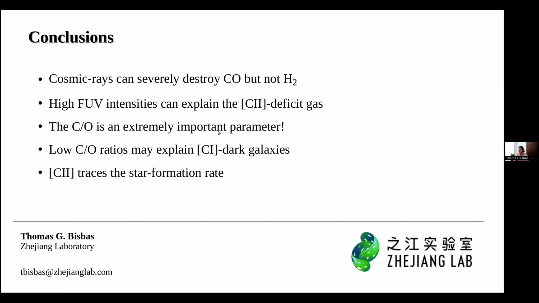So we can say that it's an independent ISM environmental parameter that we have to seriously take into account, because the C over O ratio can change the chemistry and the line emissivity, and it can potentially explain C1 dark galaxies that we now have some first observations published. And of course, C+ can trace the star formation rate, as I already explained. So thank you very much, and I'm open for questions.